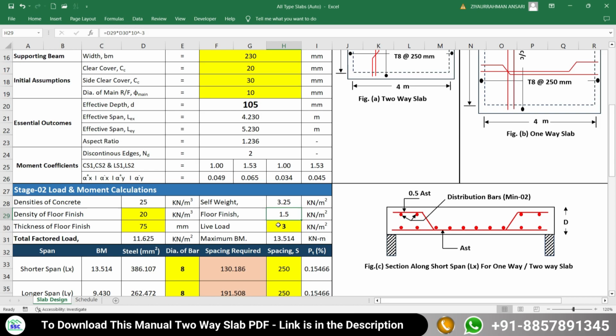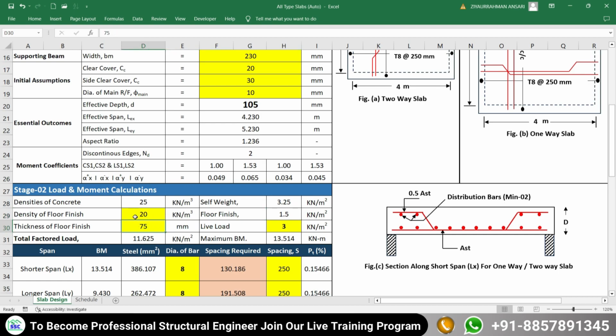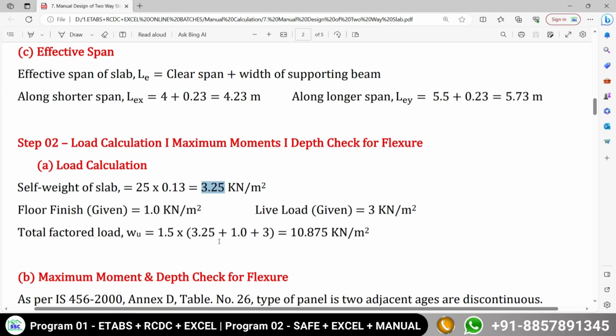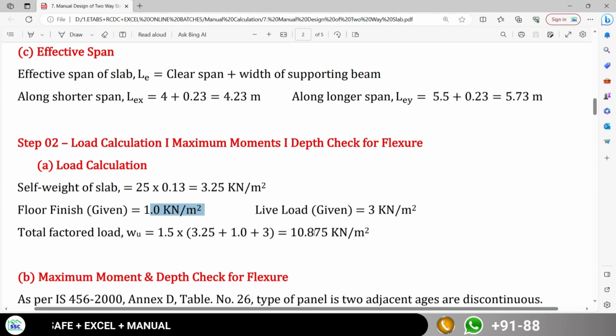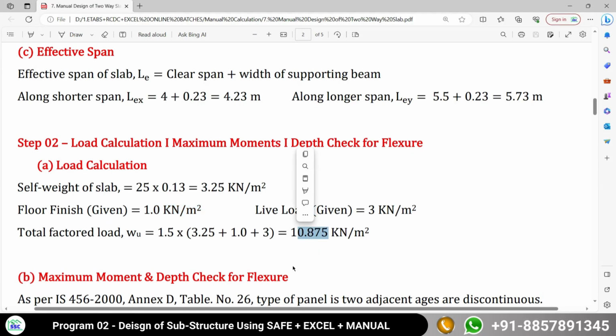Floor finish, here you have to adjust through the density of the flooring material plus the thickness of the flooring material. So these two variables decide how much the floor finish will be. So I am going to take here as 50 only. So floor finish is going to become 1 as in our problem statement. Now live load I am going to consider as 3. Total factored load is going to become what? 10.875. Here also you can see 10.875.